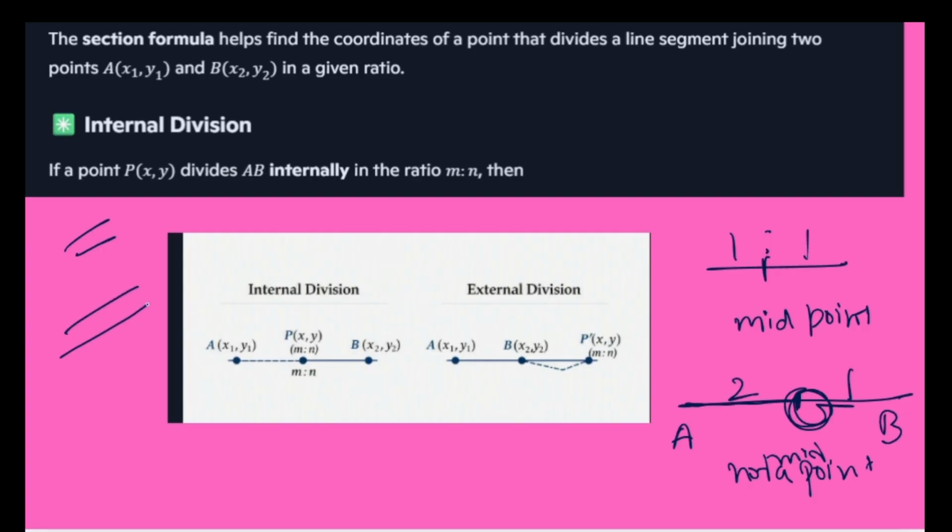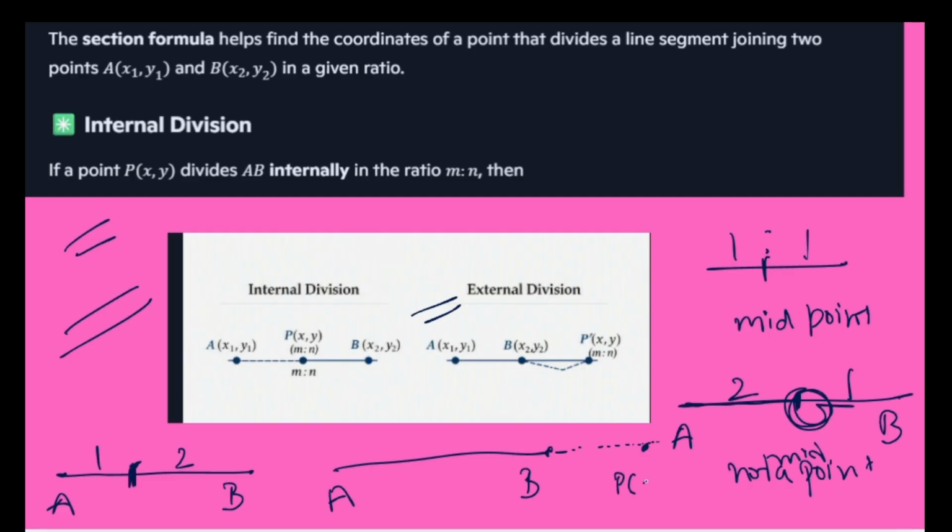There are two types of divisions, internal division and external division. In internal division, the point divides the line segment internally. In external division, the point divides outside the line segment. If we extend that line segment and one point divides it from outside, that is called external division.